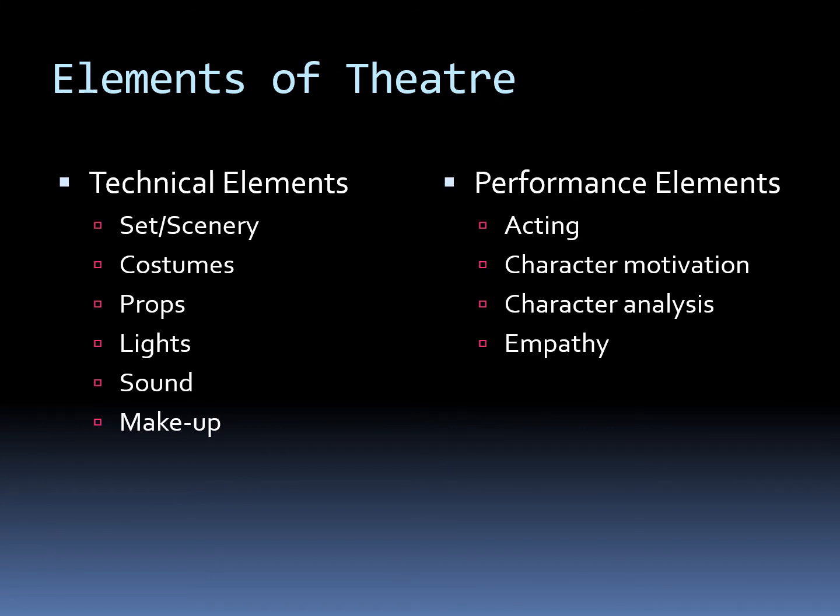The elements of theater are divided into 2 parts: the technical elements and the performance elements. The technical elements include the set or the scenery, costumes, props, lights, sound, and makeup. The performance elements include acting, character motivation, character analysis, and empathy.